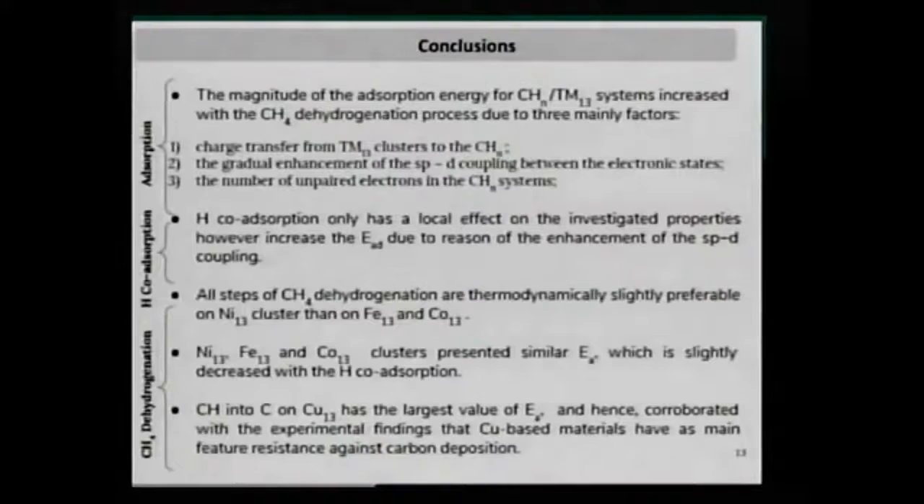To enhance more spin coupling, the new states are split towards less negative energies. So all stages of the hydrogenation are thermodynamically slightly preferable on the nickel cluster than on iron or cobalt. However, they present similar activation energy barriers, which slightly decrease with hydrogen co-dissociation. So, how can we connect these results with the available experimental results?